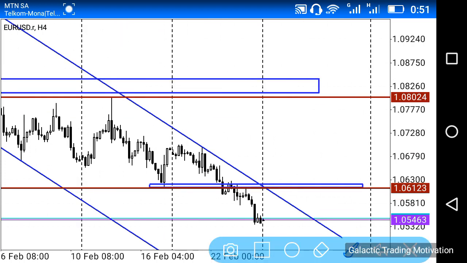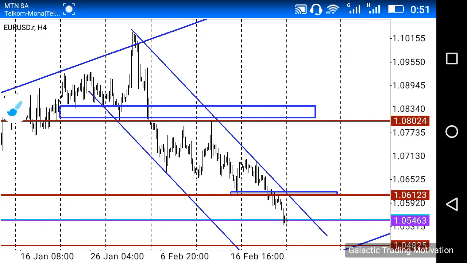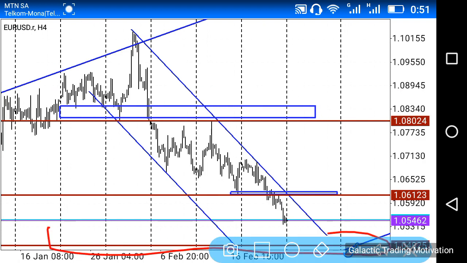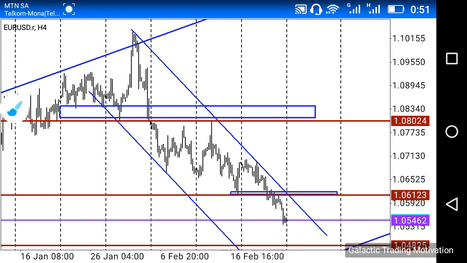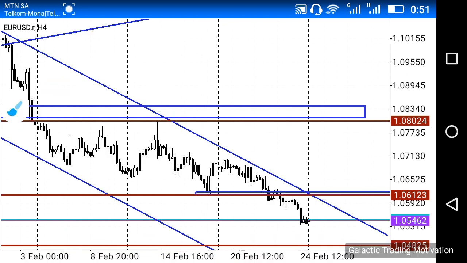But should price from where it is push all the way up, we might get another touch at this point, or a rejection at this trend line, and at that point we might look for another selling opportunity, and our first take profit should be this level over here where we have that very strong level of support.